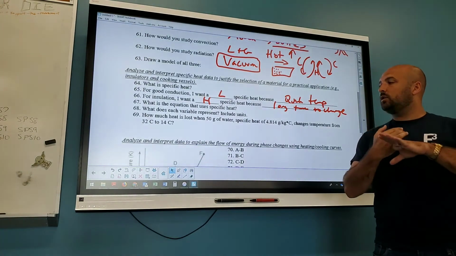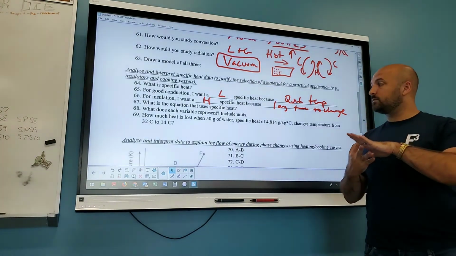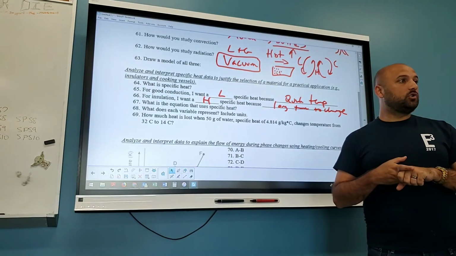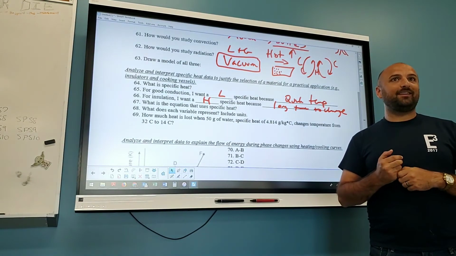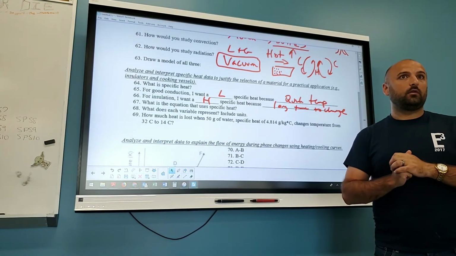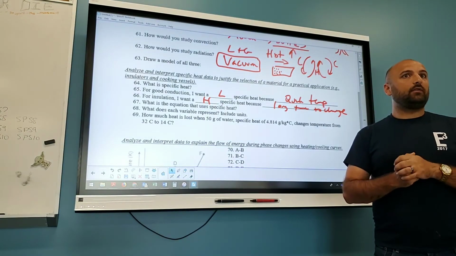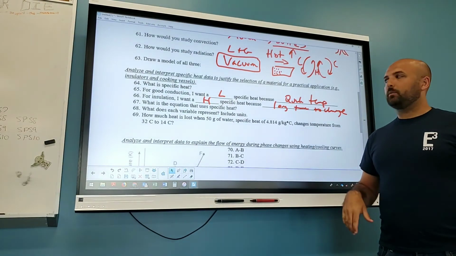So the units for Q is joules. The units for mass is grams. The units for specific heat is that weird one: joules divided by grams times degrees C. And then you've got temperature, which is degrees C, or Kelvin. Okay? And if you don't have time to write it down right now, ladies, don't worry too much about it. It'll be put up later.